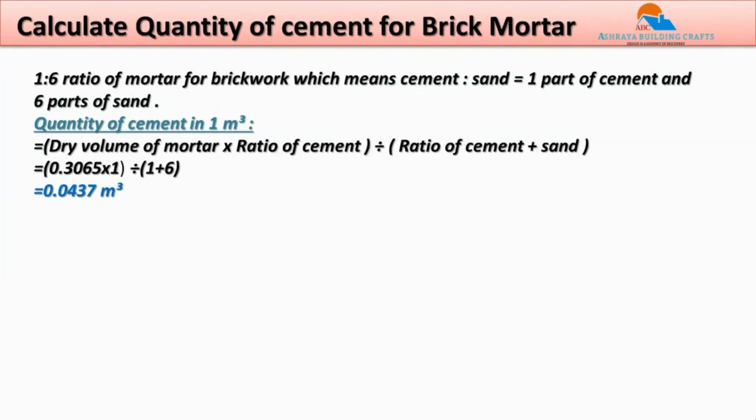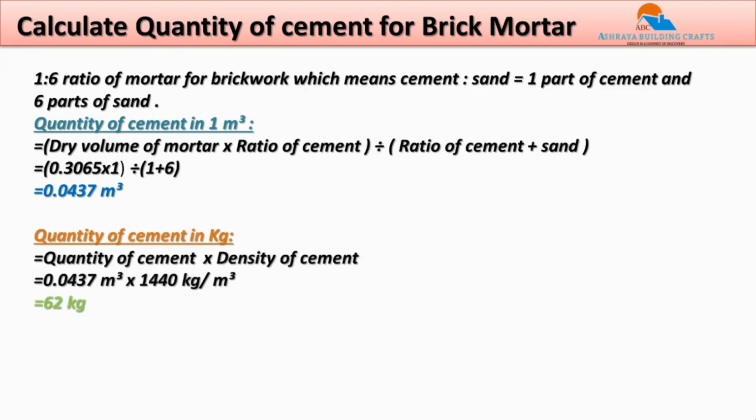For brickwork, we use 1:6 ratio, that is mixed proportion, 1 part of cement and 6 parts of sand. Quantity of cement in 1 cubic meter formula represents dry volume of mortar into ratio of cement divided by ratio of cement plus sand results 0.0437 cubic meter.